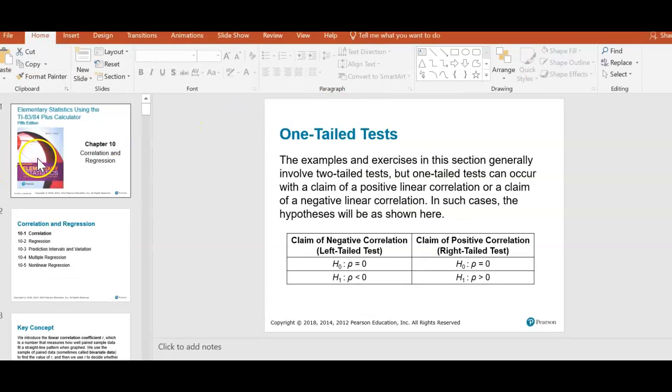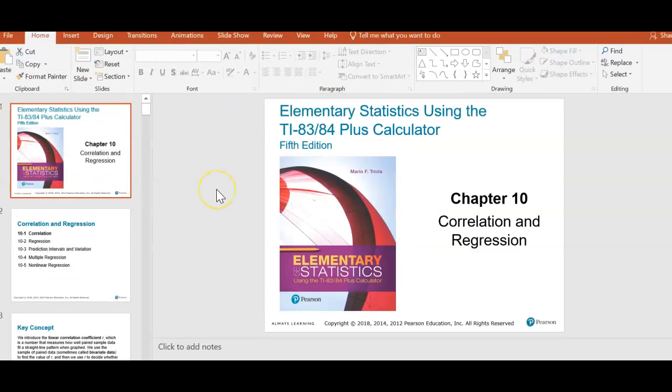Hello, we are here to talk about the beginning of chapter 10. We have two sections we're going to do in this chapter, and that wraps up the course. So today we're looking at correlation.